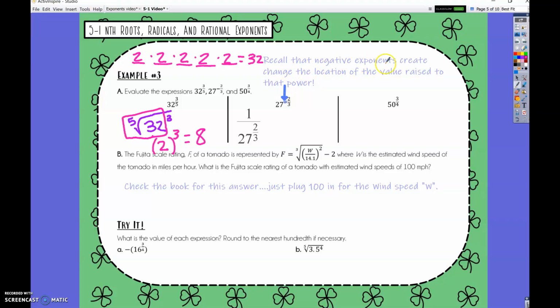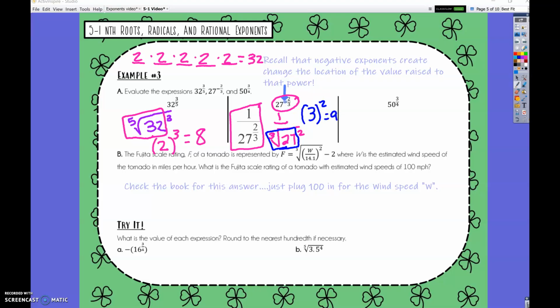Now, whenever you have a negative exponent, it will change the location of the value that you raise to that power. So this 27 to the negative 2/3 really can be written like this. And now I'll leave that 1 on the top, but this is the third root of 27 squared. I try to avoid squaring really large numbers like that. 27, the third root of it is 3. So 3 squared would make 9.